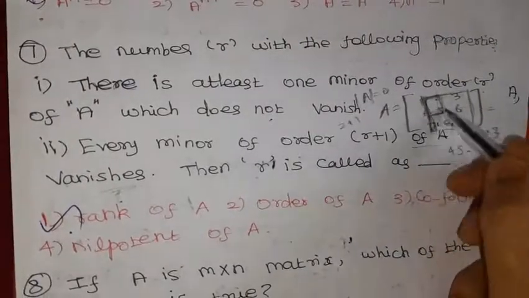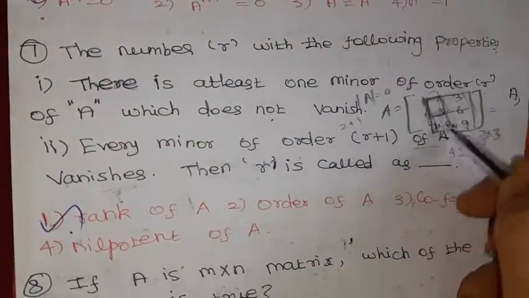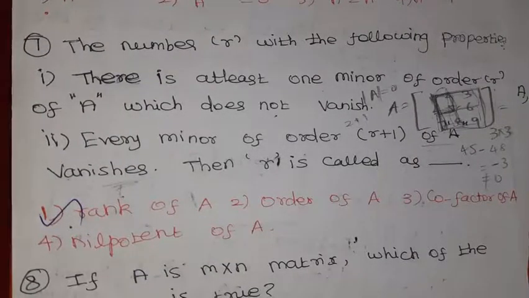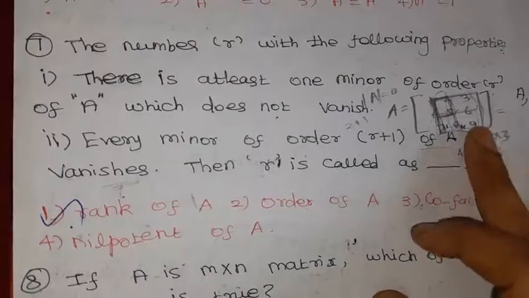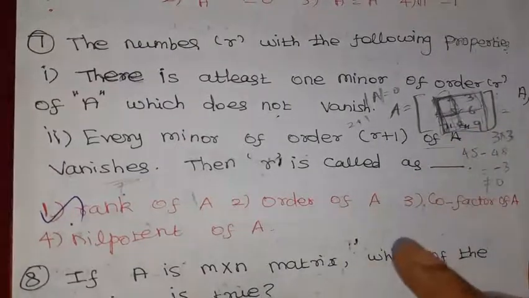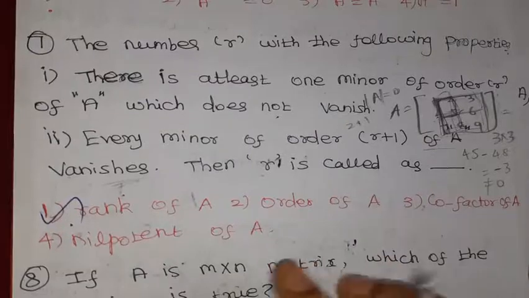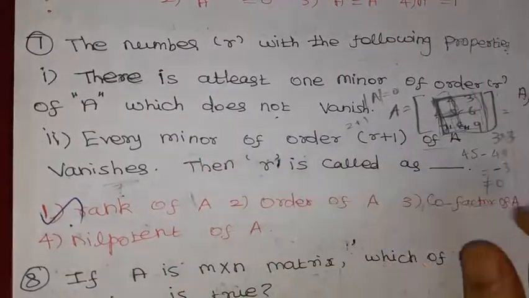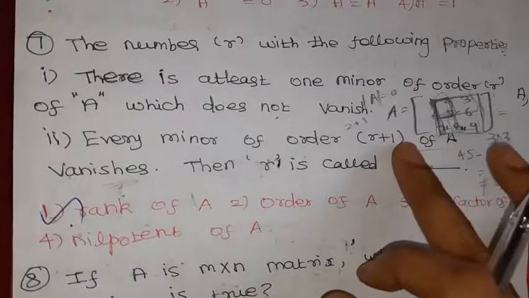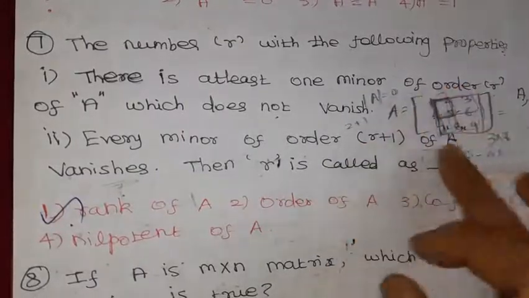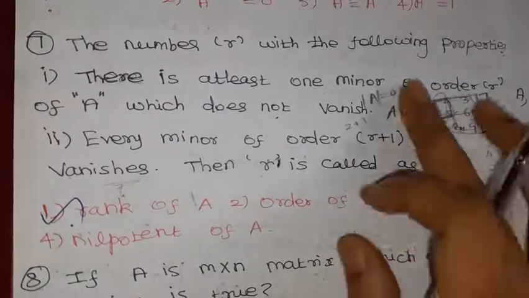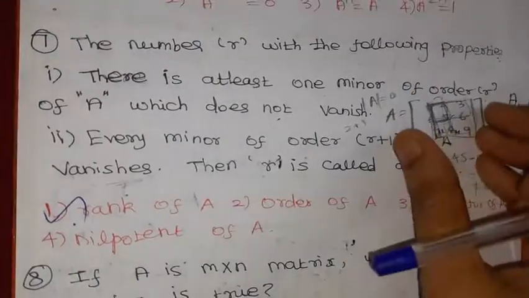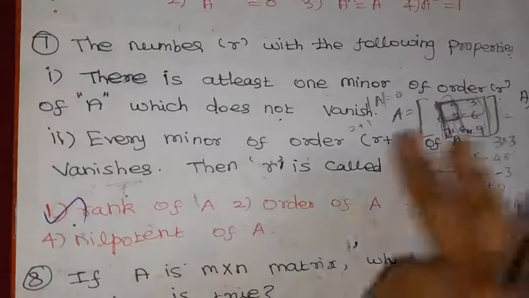Okay, at least one minor should not be equal to 0. So it should not be equal to 0, so it is rank 2. Then what is another property of rank of a matrix? Every minor of order r plus 1 should be 0. If the rank is 2, then 2 plus 1, the 3 cross 3 determinant of A should be equal to 0. Then only the rank of the given matrix is 2.